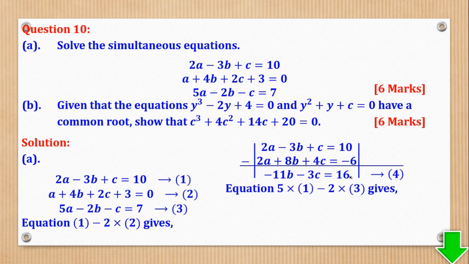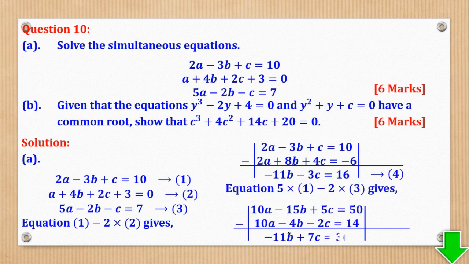Then I also eliminate a from equation 1 and equation 3 to give me this as equation 5. So now I have 2 equations and 2 unknowns.